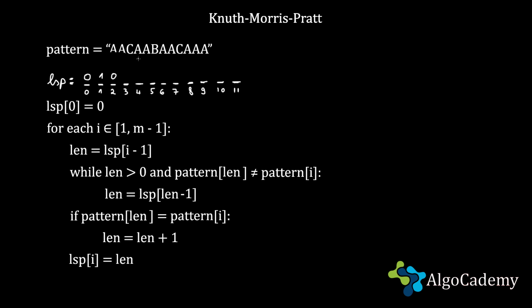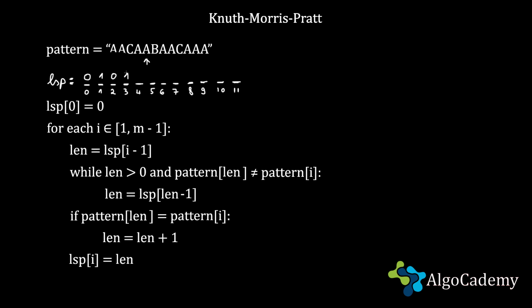Then I move to the next i. I want to compute this LSP. I start with len equals LSP of i minus 1, so I start with 0. I don't even execute the while loop. I check, is pattern of len, which is pattern of 0, this A, equal to pattern of i? And they are. So at least I have a suffix of length 1, which is also a prefix. Awesome. So I increment the len, it becomes 1, and I set the LSP to be equal to 1. Cool. Then I move on and try to compute the next value of LSP, which is this one.